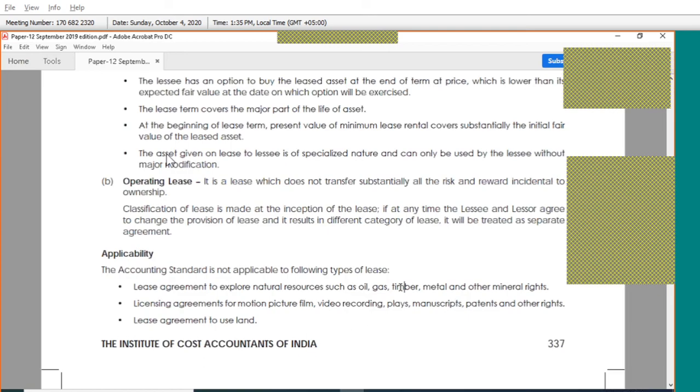Why are we studying this? Why finance lease? Why operating lease? Because the accounting treatment for finance lease and operating lease is totally different. That is why we are studying. So for that we should interpret, analyze, and conclude whether the particular transaction is a finance lease or operating lease. Up to this you got some basic idea of finance lease and operating lease.